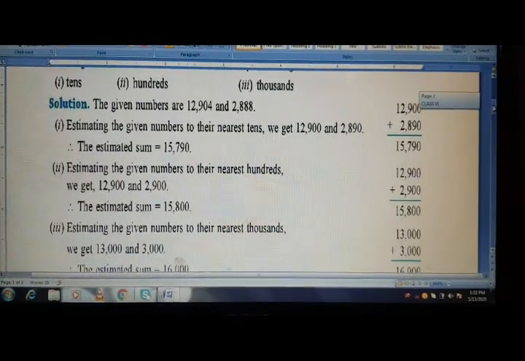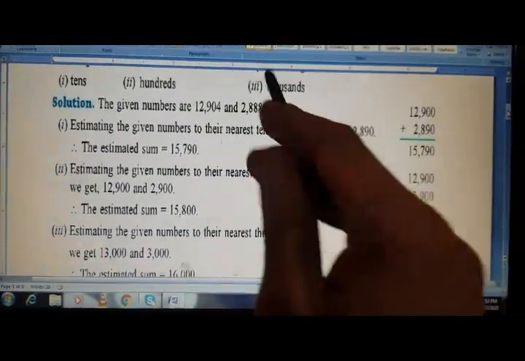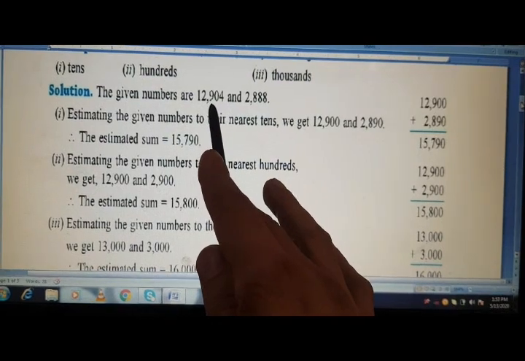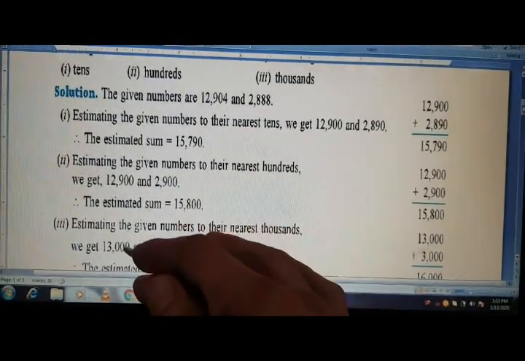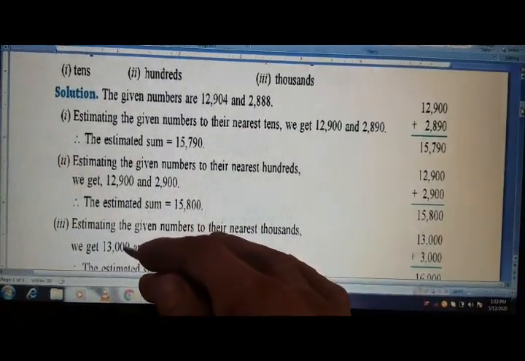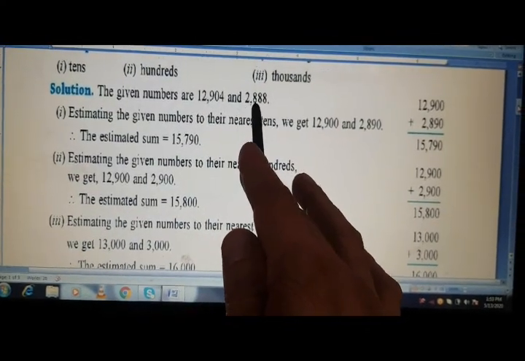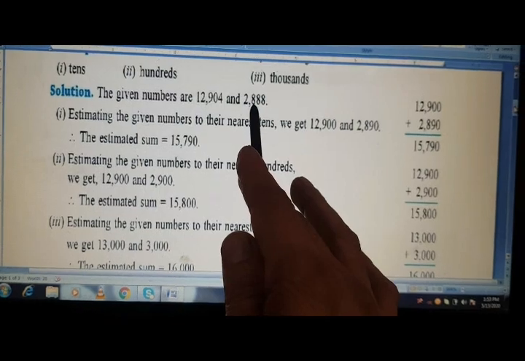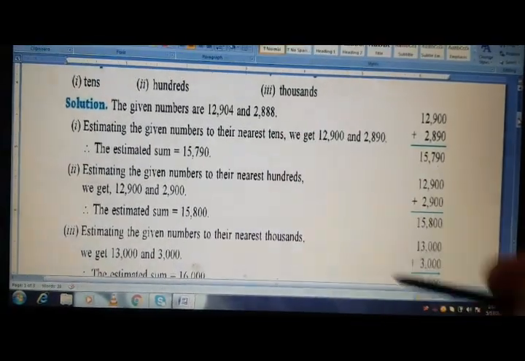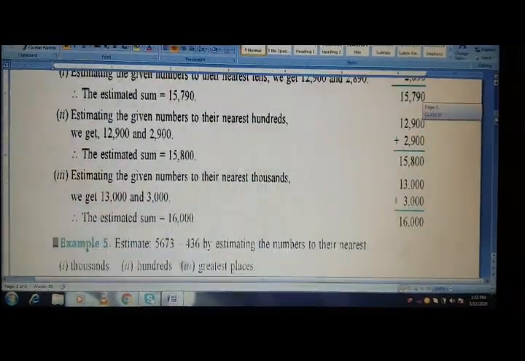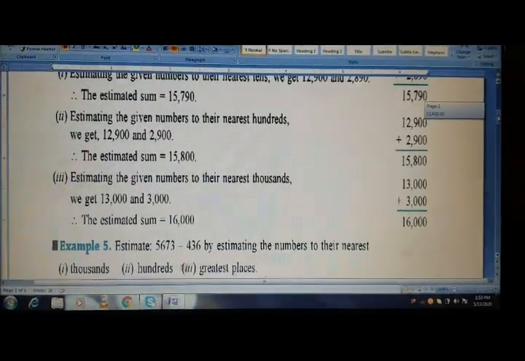Nearest thousands, it's very easy. From hundreds you have to check, yes, this will be rounded off, 9 is greater than 5, so 13,000 is the rounded off number. And here this is also rounded off to 3,000 because the hundreds place is 8, greater than 5, so 3,000. So 13 plus 3, 16,000 will be your final estimated answer.